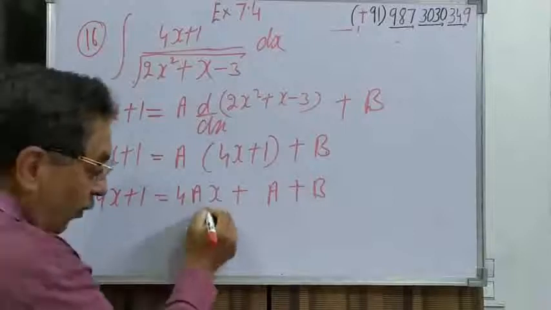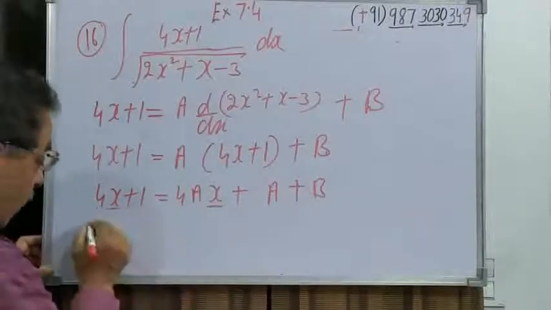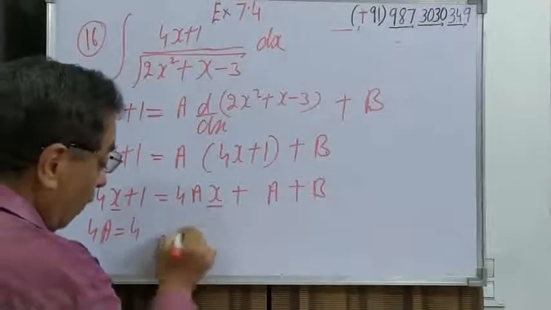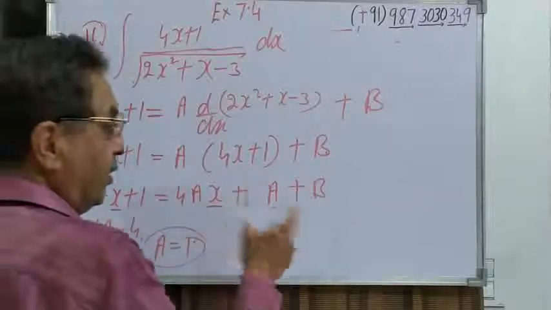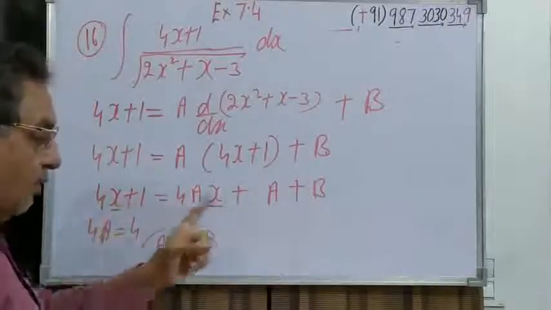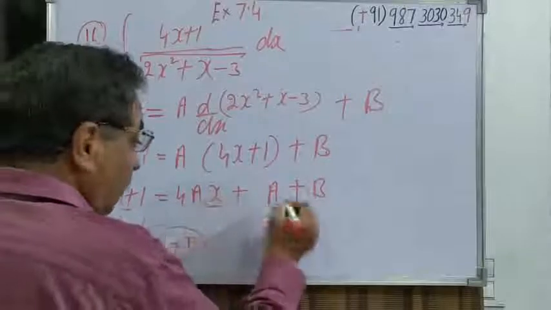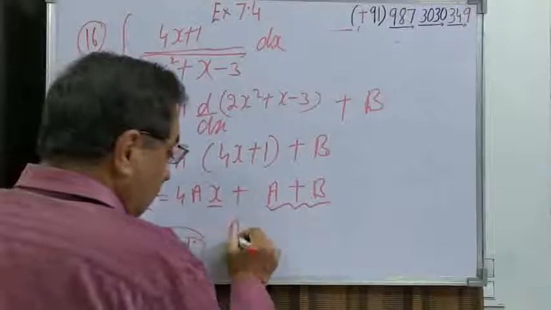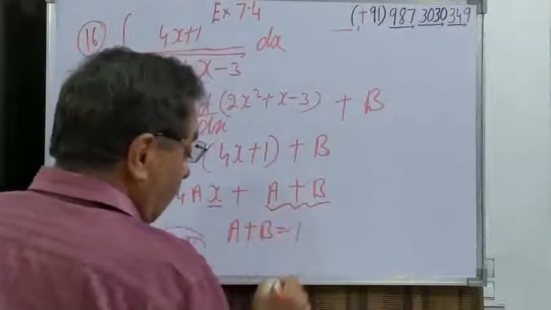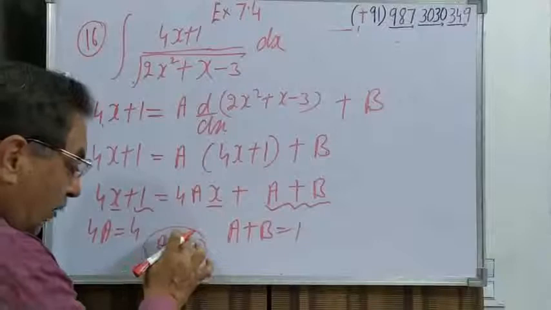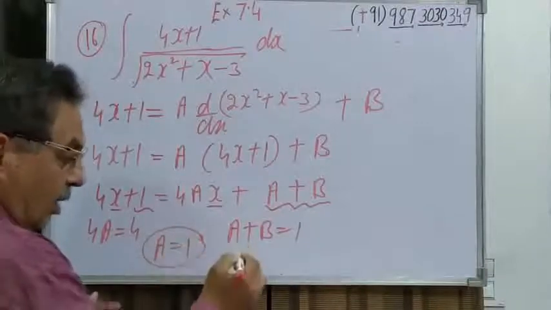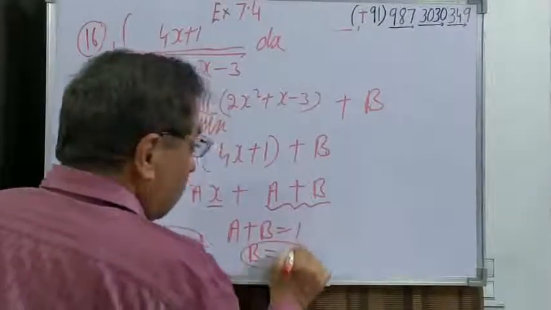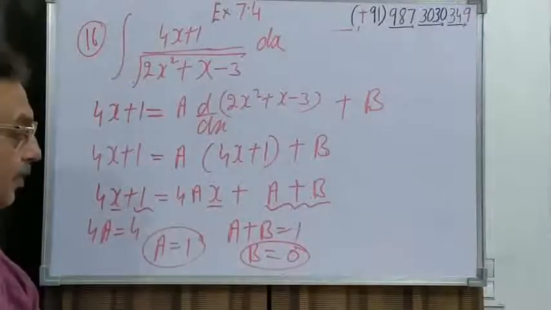If I compare the coefficients of x on both sides, I obtain 4a is equal to 4, or a is equal to 1. And secondly, if I compare the constant terms, here it is a plus b and here the constant term is 1. So that implies a plus b is equal to 1. A is already 1, we have got a already 1. So b would be 1 minus 1, 0. So the value of b comes to be 0.